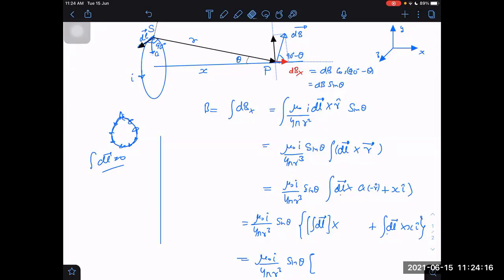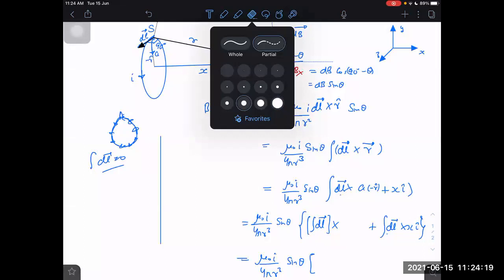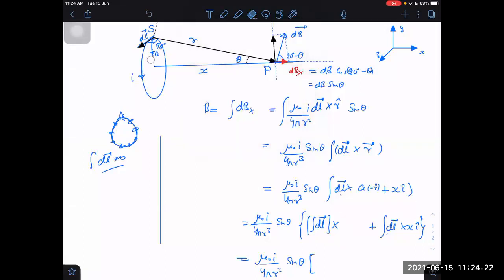T cap? No, wait a second. Let me take capital R cap, that will be a better option. I will take the radial inward vector as minus R vector. This R will remind me that it is a radial vector. There was nothing wrong with A, but A is not able to remind us that it is a radial vector. So minus X R, which is a variable vector here.